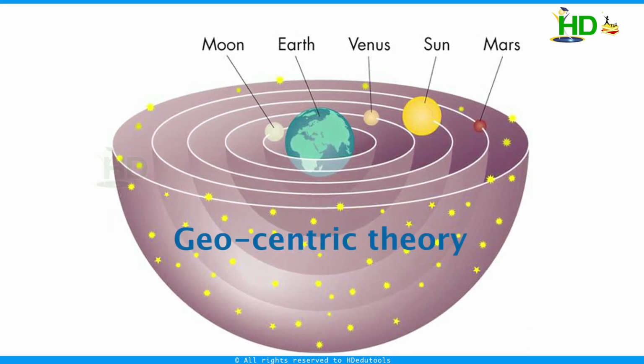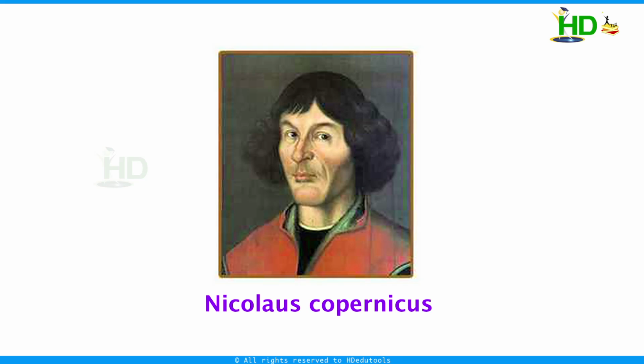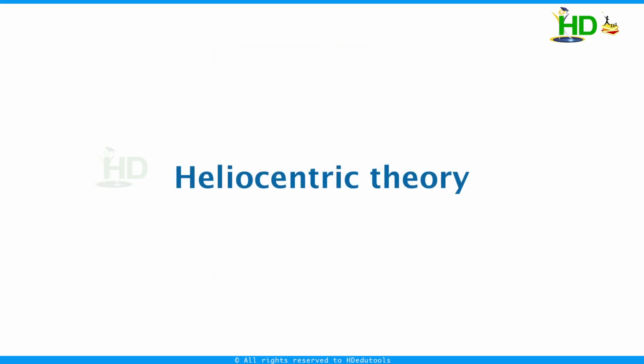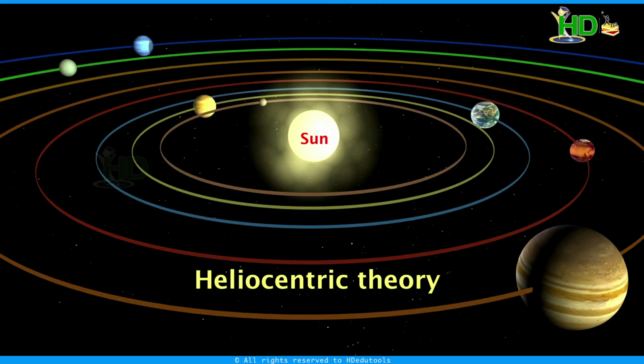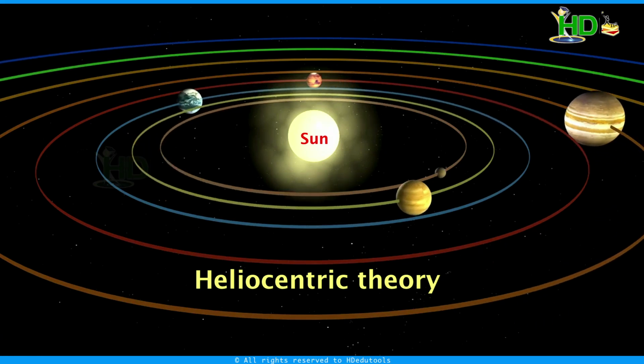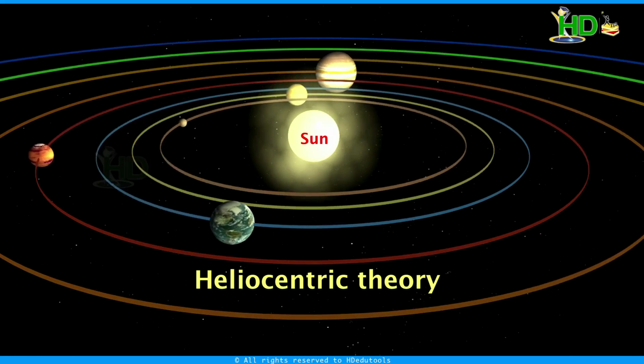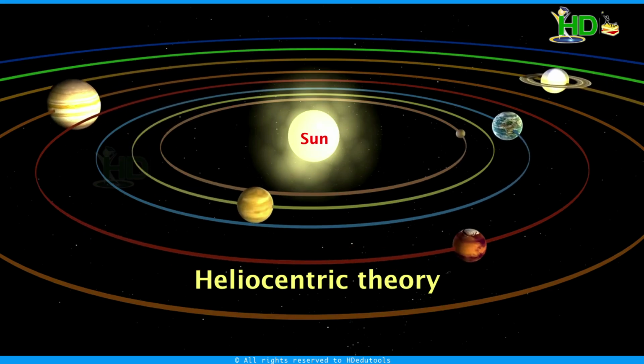And geocentric theory was accepted until Copernicus. Copernicus, a Polish monk, proposed a theory known as heliocentric theory. According to heliocentric theory, Earth along with other planets revolves around the Sun in a circular orbit. And this theory was accepted for many years.